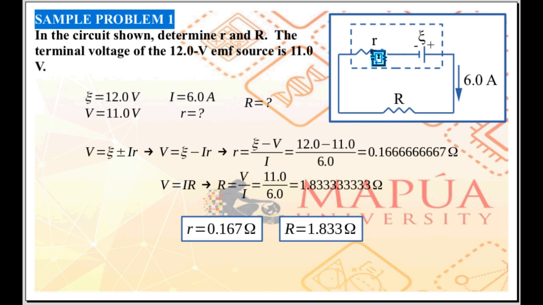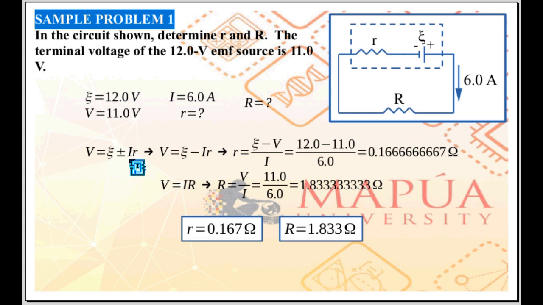We are looking for small r and capital R. We have a real EMF source. The equation for a real EMF source we know to be V is equal to EMF plus minus Ir. We know V, we know EMF, we know I. The only unknown is small r. We will be able to determine small r as soon as we determine what sign to use. Do we use the plus sign or the minus sign?